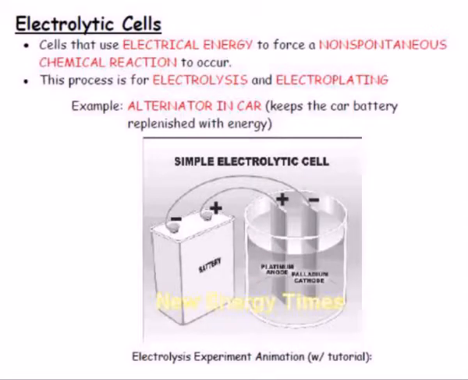Other type of cell, guys, is electrolytic cells. What do you think is involved with these? A battery, right? Electricity, because these are non-spontaneous. They need some extra jolt to kind of get it going. These are cells, guys, that use electrical energy to force a non-spontaneous chemical reaction to occur. This is the process for electrolysis or electroplating.